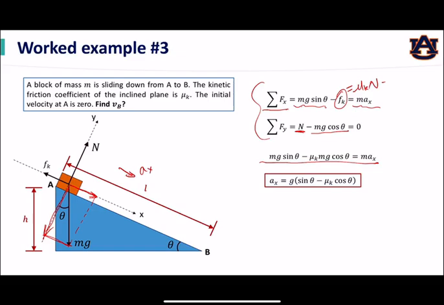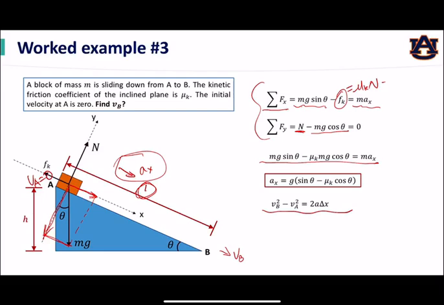Since we already found the acceleration, we can use the kinematic equation to solve this problem. We know the initial velocity, v_A, is 0, and we know the total displacement from A to B is L, and we also know the acceleration. Now we want to find the final state v_B. So the most efficient way is to pick this equation: v_B squared minus v_A squared equals 2 times a times displacement.